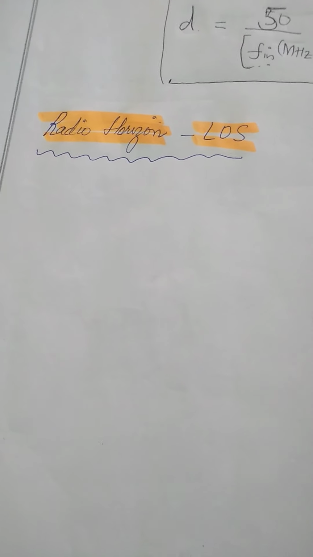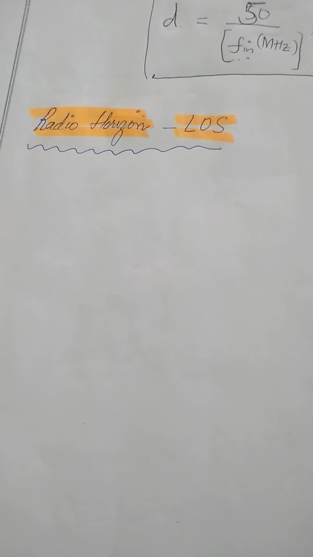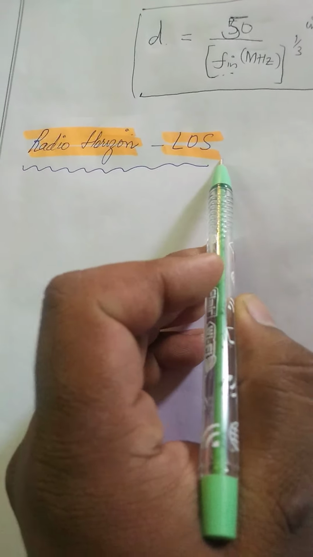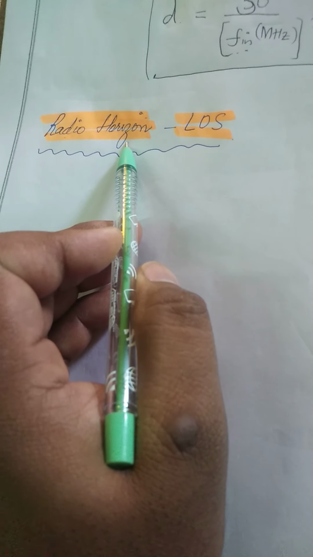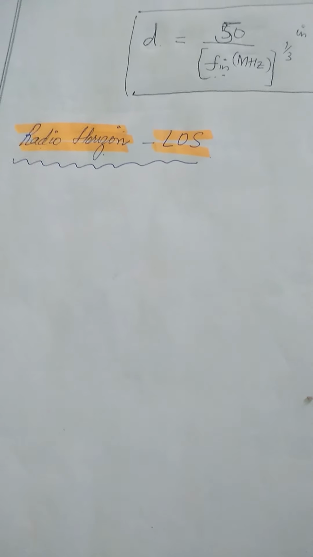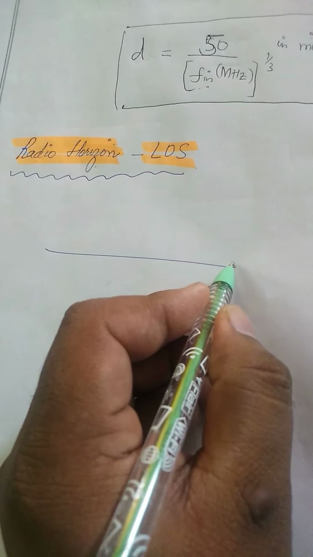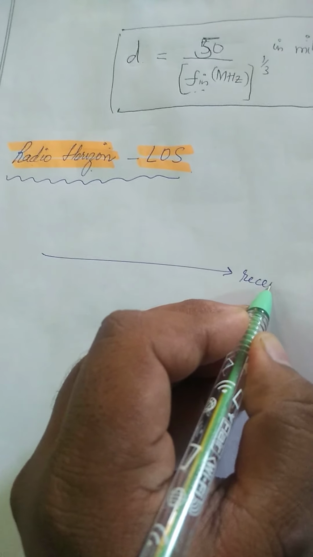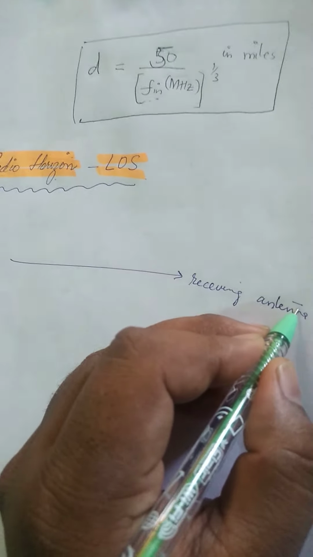Next concept we are going to discuss is the radio horizon, that is nothing but line of sight. What is the meaning of LOS? LOS stands for line of sight. It is called the radio horizon, the locus of the points at a distance at which the direct ray. Suppose you have one receiving antenna, which is going to receive whatever the transmitting antenna has sent.